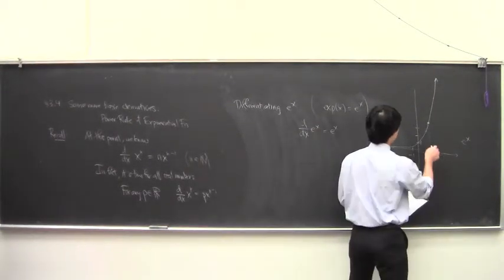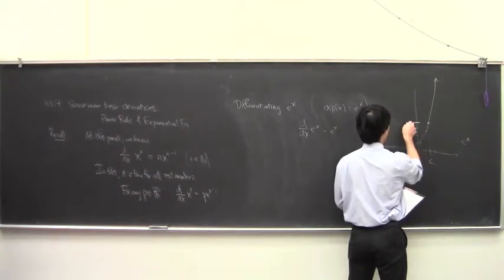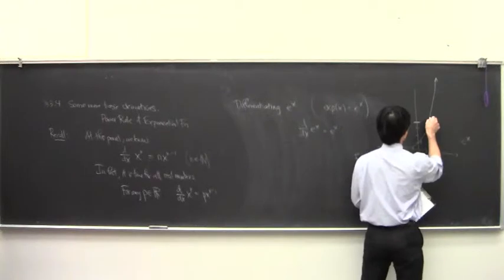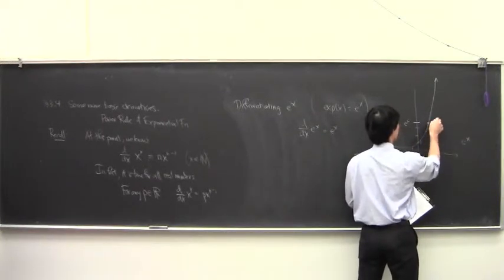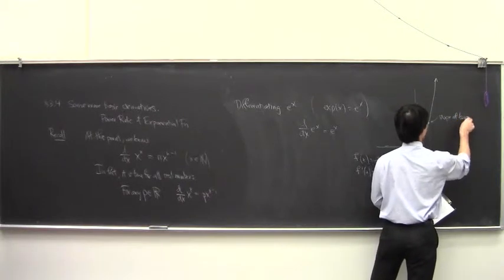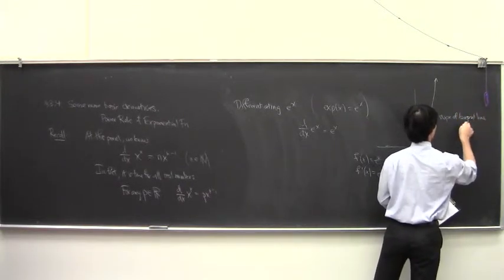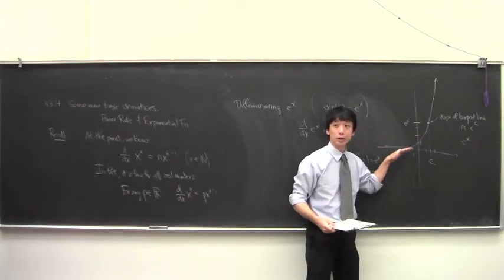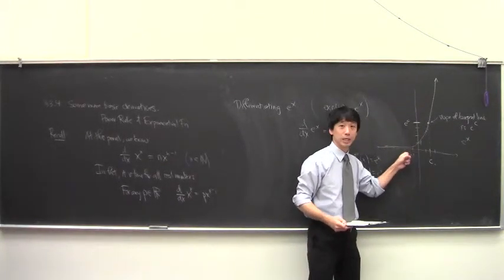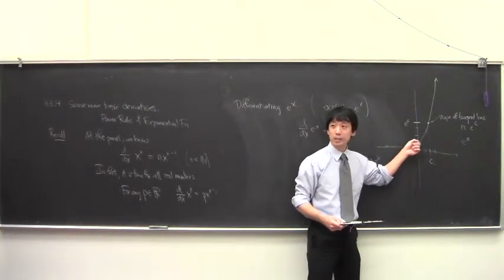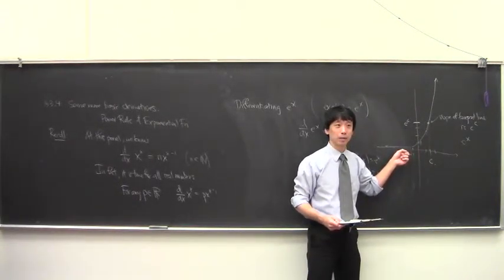Yeah, exactly. This height here is e to the c, and the slope of the tangent line is also e to the c. And that's true at every single point. At every c you take, the height is e to the c, and the slope of the tangent line is e to the c.